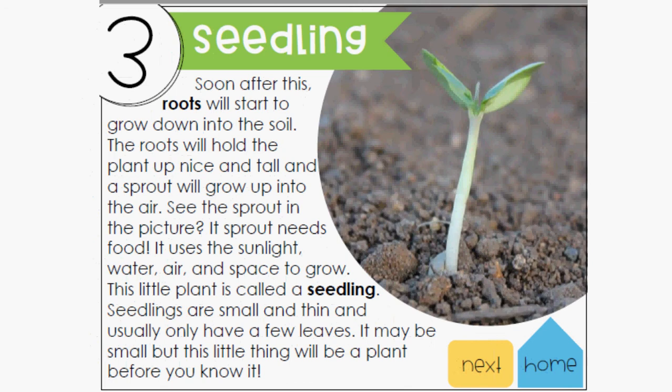The third stage in a plant's life cycle is the seedling. So once that seed bursts during germination, then the stem starts to grow up, and the seeds will start to grow roots that are growing down into the soil. The sprout needs food, so it's starting to take in that sunlight, the water, the air, the nutrients from the soil. Stage 3 of the plant's life cycle is the seedling.